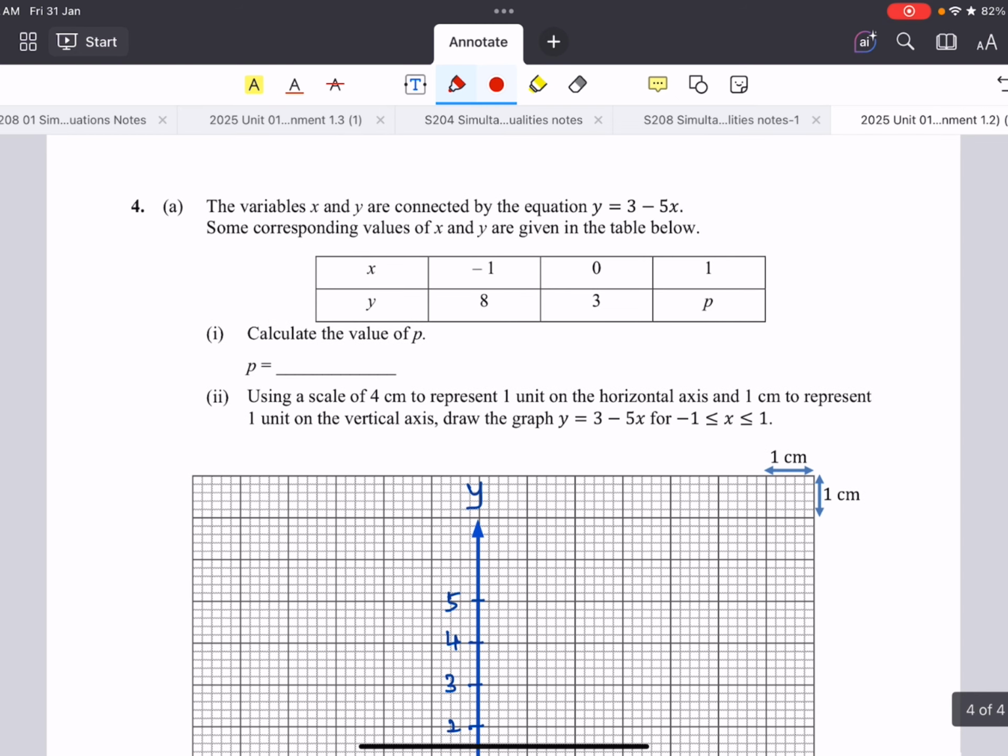Next one, the variables x and y are connected by the equation y equals 3 minus 5x. So some of the values are there. Once again, we want to find the unknown. In this case, the unknown is p. So all we need to do is substitute x equals 1 into it. So y equals 3 minus 5 times 1. So y is equal to negative 2. That means p is negative 2. This is good, right?